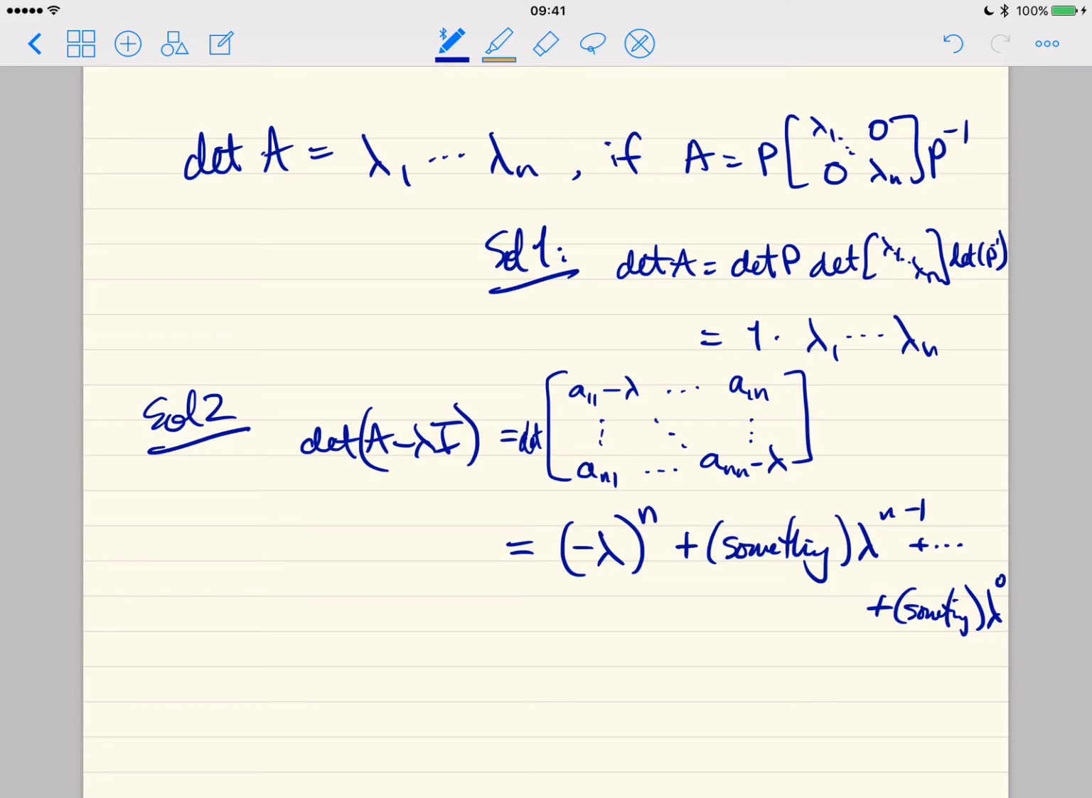All right, and you're going to get some constant term at the end, which is the product of the diagonal entries. No, sorry, it's just going to be the determinant of A, actually. But anyway, it doesn't matter. This is what's important.